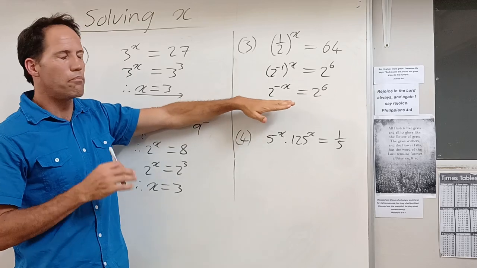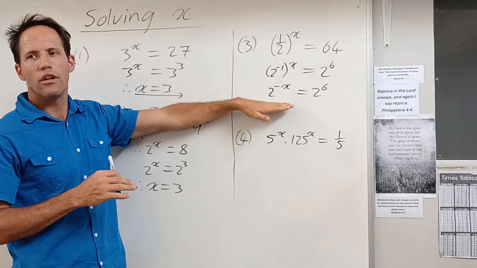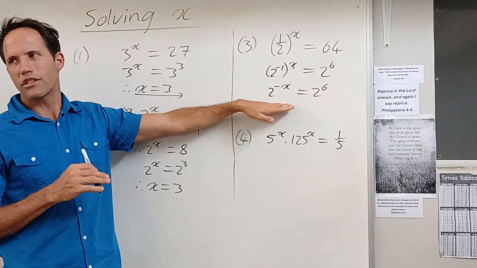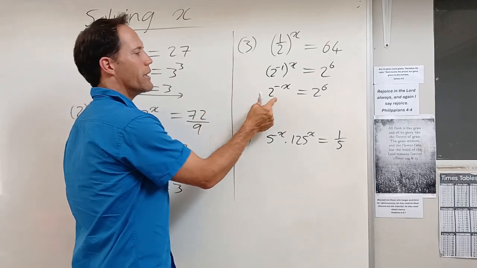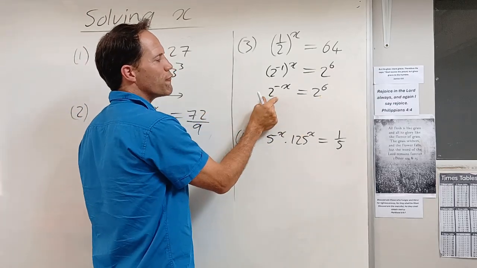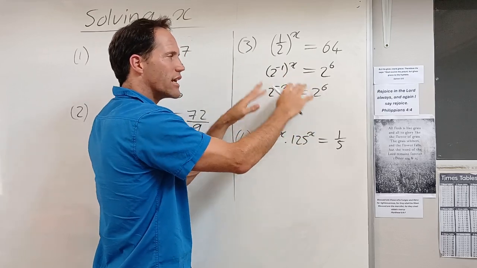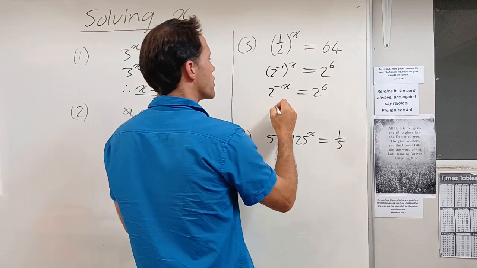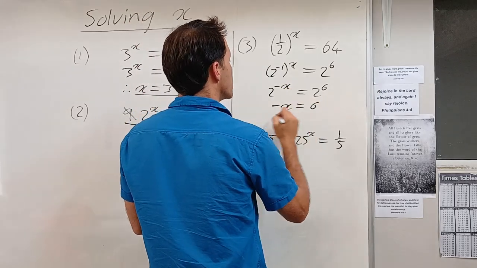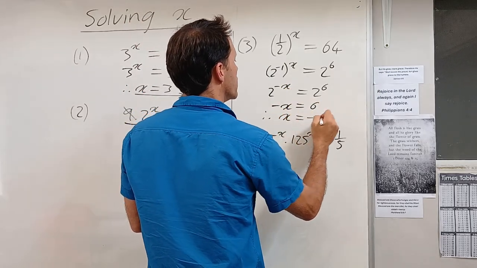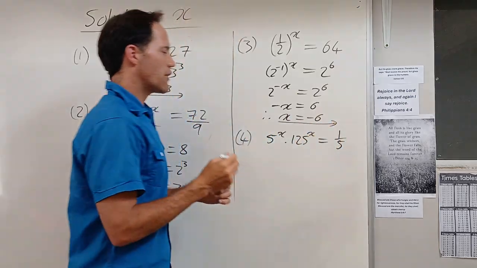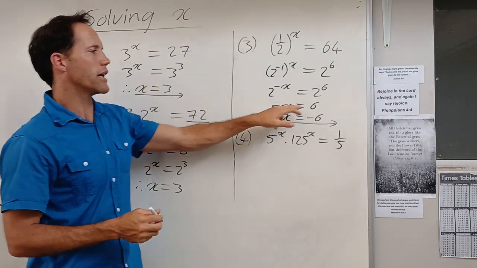So the golden rule for solving x with exponents is you must make the bases the same. You can't have a 4 here and a 2 here. You must have the same base. Then we can drop the bases and put negative x equal to 6, which means that x will be equal to negative 6, and we divide both sides by negative 1.